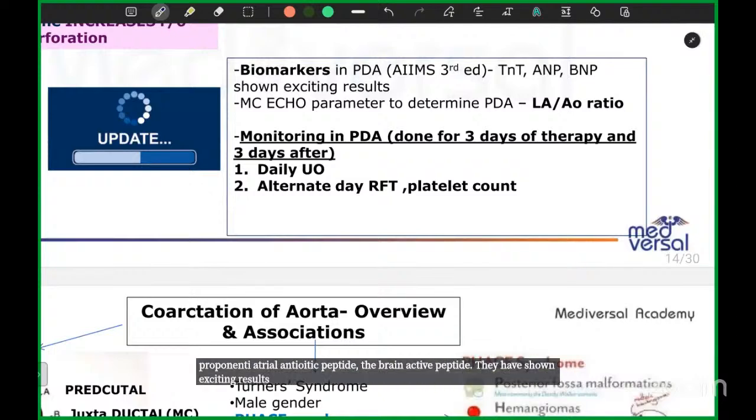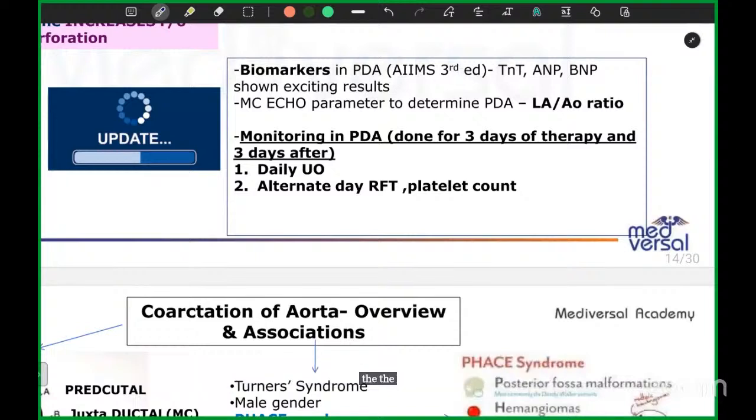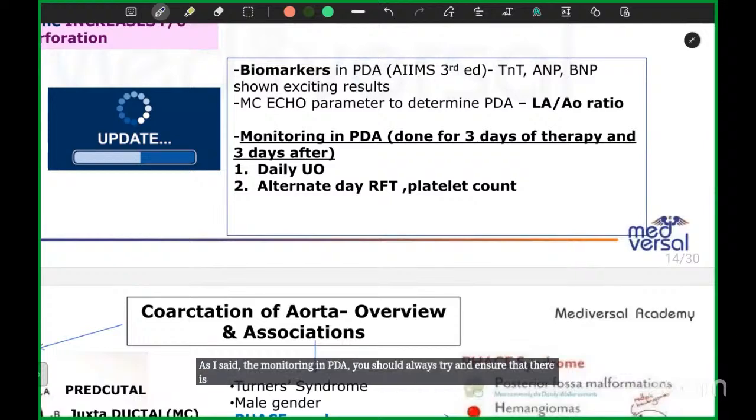The most common echo parameter to determine a PDA is the ratio of the diameters between the left atrium and the aorta. As I said, in monitoring PDA, you should always try and ensure that there is no oliguria, no AKI. So: daily urine output, alternate day RFT, and platelet count.